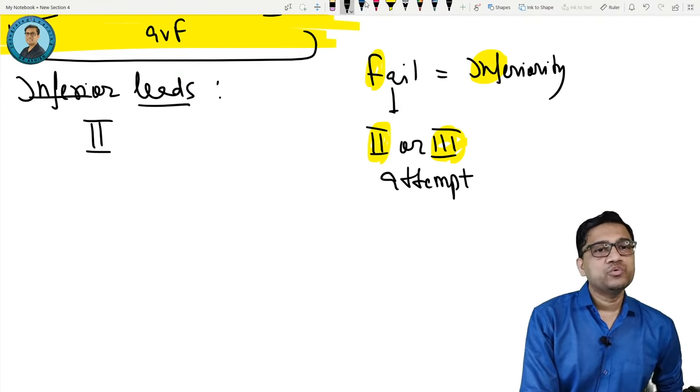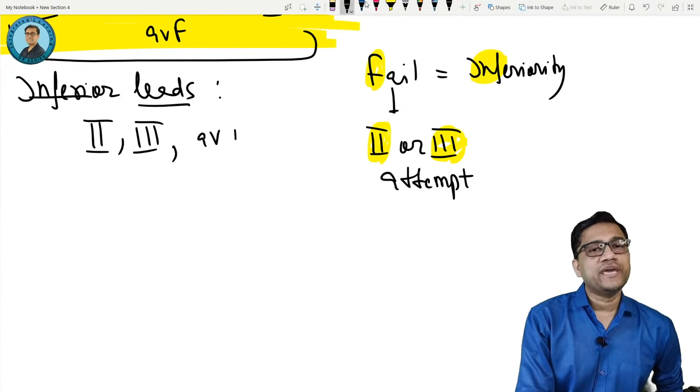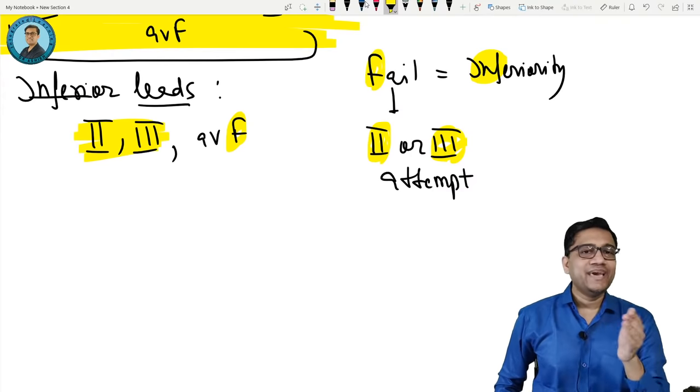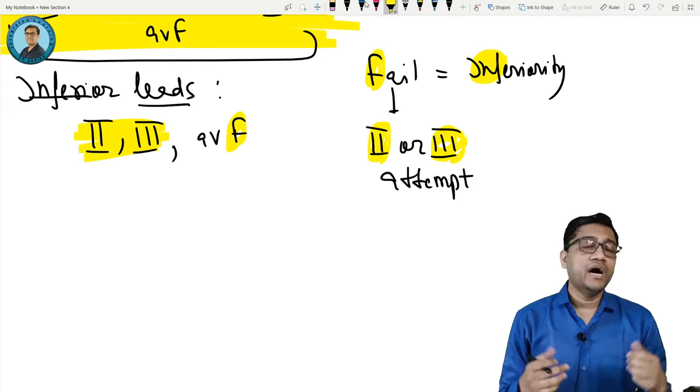So inferior leads are which ones? They are 2, 3 and you are feeling bad because you have failed. So AVF, remember F. So what are the 3? F, 2, 3 are the inferior leads. Are you clear?